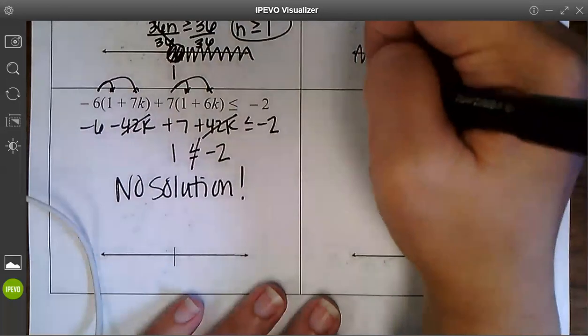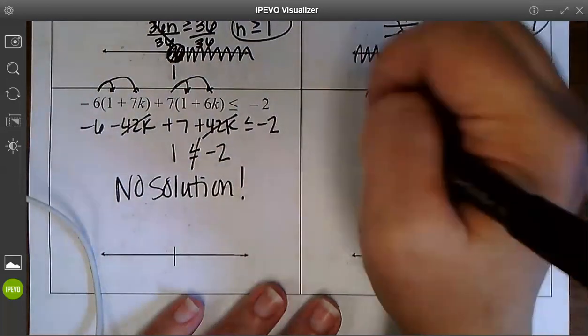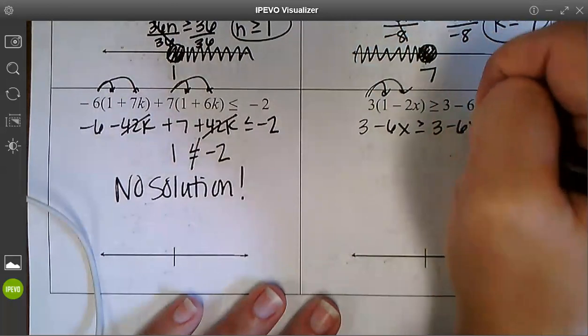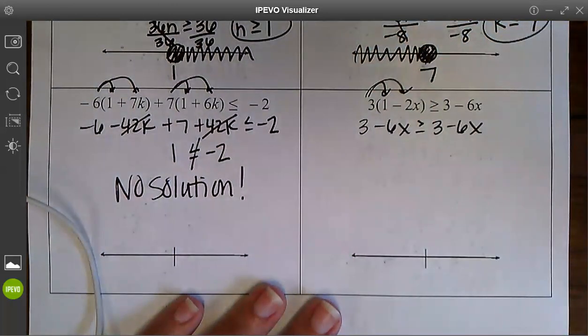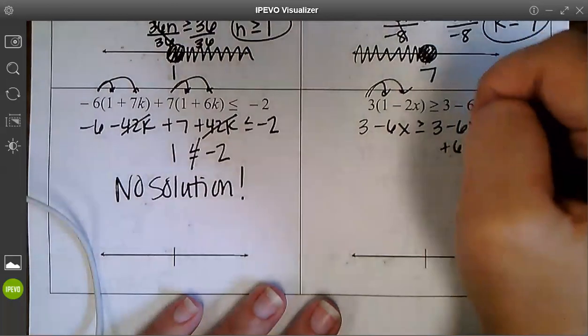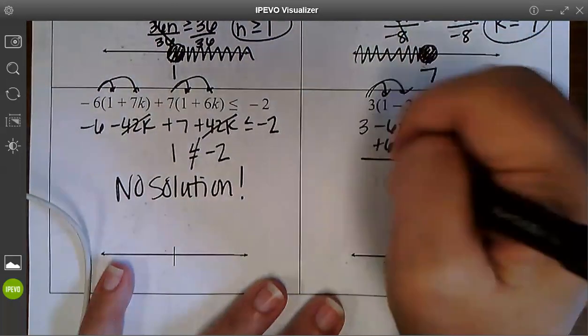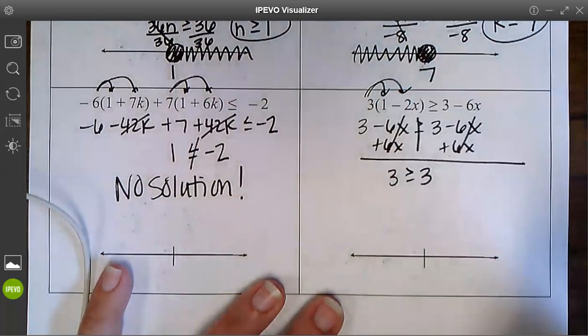And the last one. Distribute, so I have 3 minus 6x is greater than or equal to 3 minus 6x. Get my x's together, I'm going to add 6x to both sides. Those cancel on both sides. You get 3 is greater than or equal to 3.